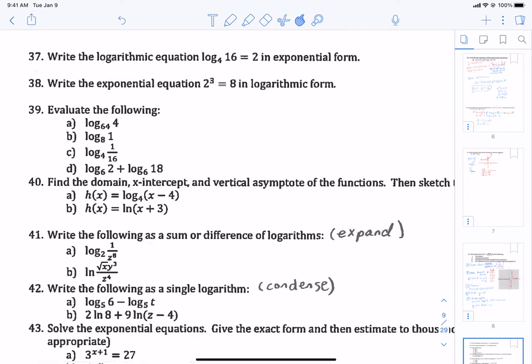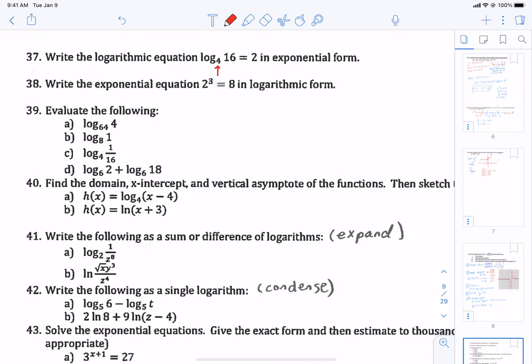Remember, this is our base, this is our number, this is our power. So our number is our base to that particular power. And so this is very simple to flip. We know the number 16 better equal 4 to a power of 2. So once you identify, hey, what's your base? The answer to a logarithm is the power, so the number has to be the thing inside.